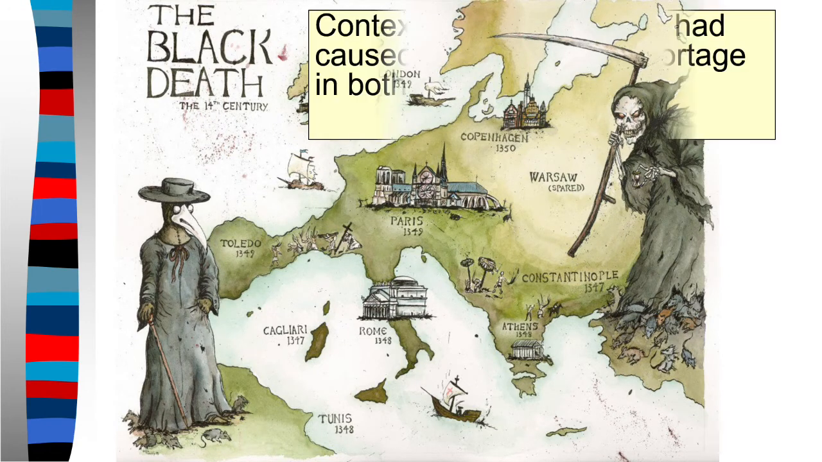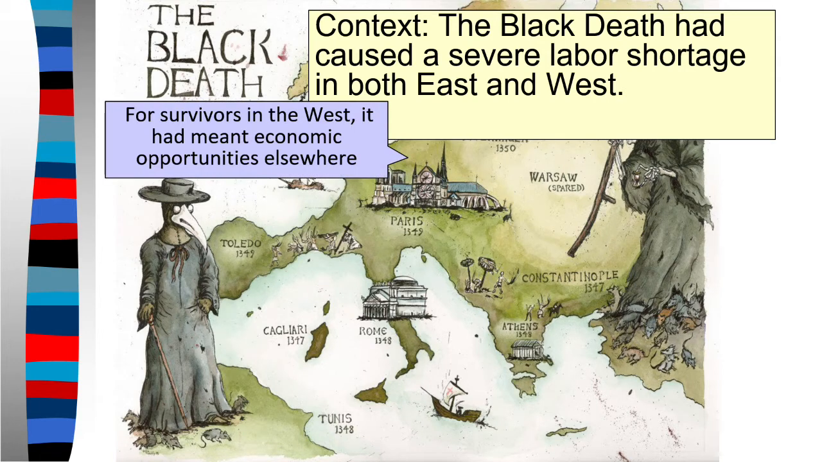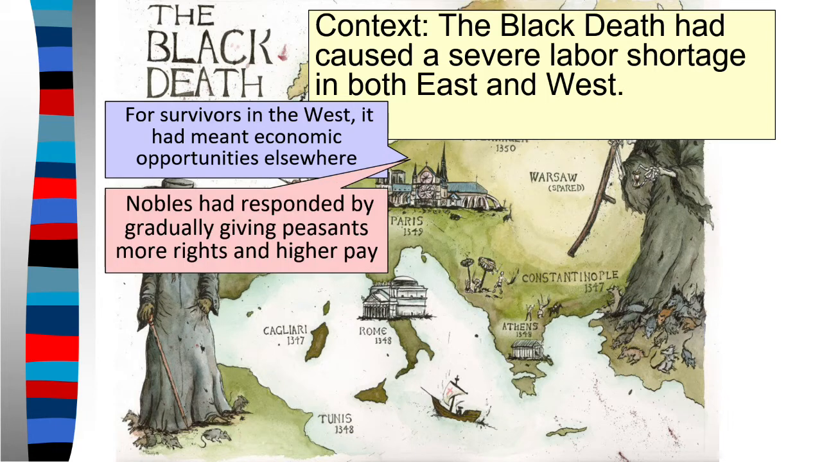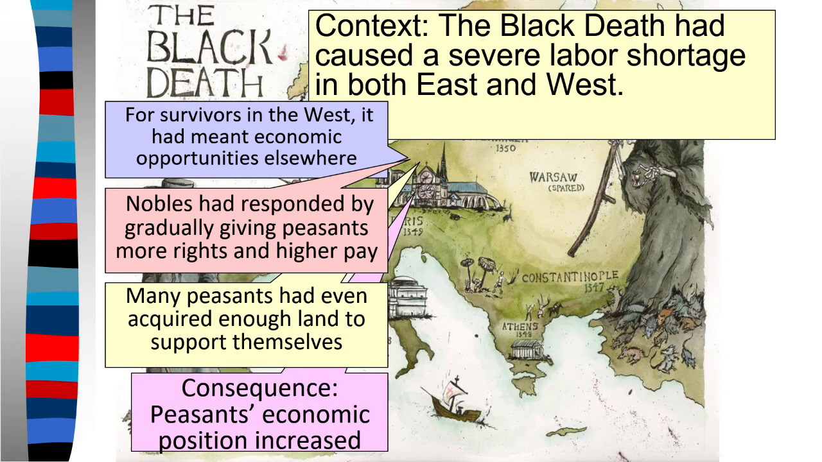Let's talk about the Black Death. The Black Death had caused a severe labor shortage in both East and West. That's going way back. And for the survivors of the Black Death in the West, it meant economic opportunities elsewhere. Nobles had responded to this by gradually giving peasants more rights and higher pay. And many peasants had even acquired enough land to support themselves. And the consequence was that peasants' economic position increased.